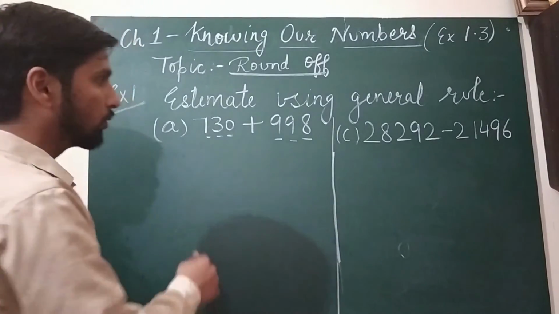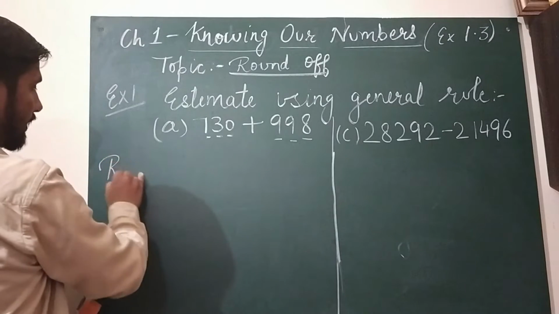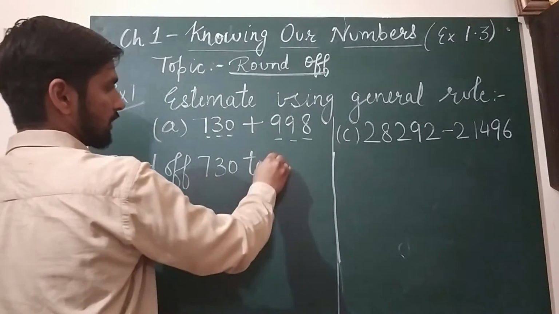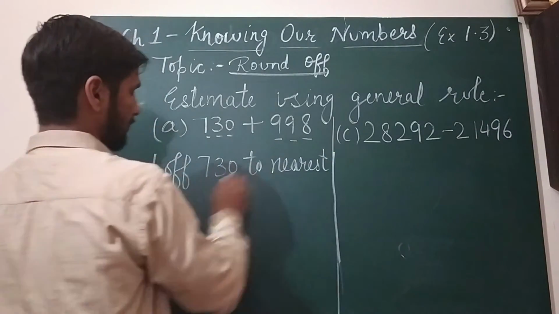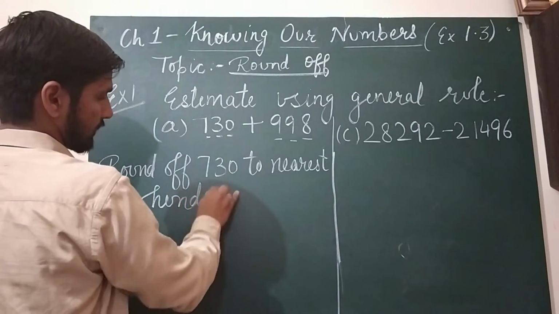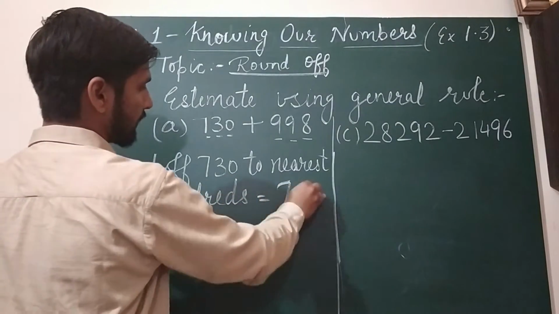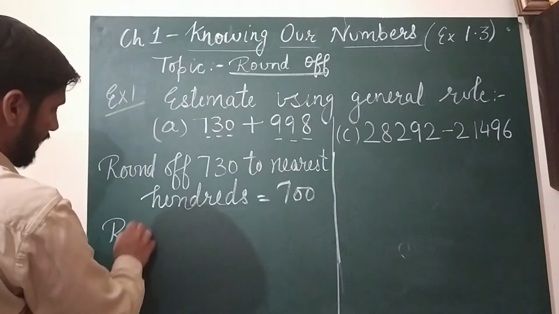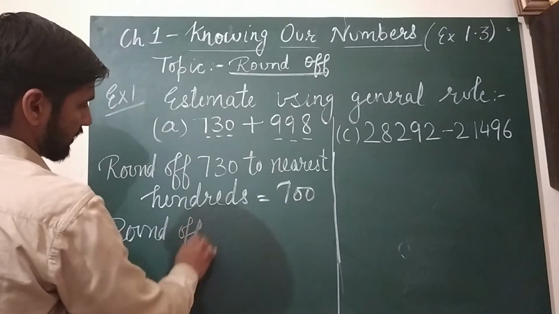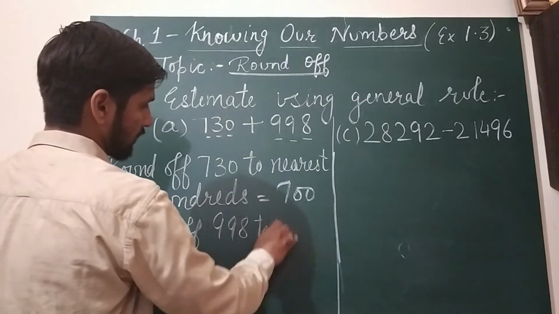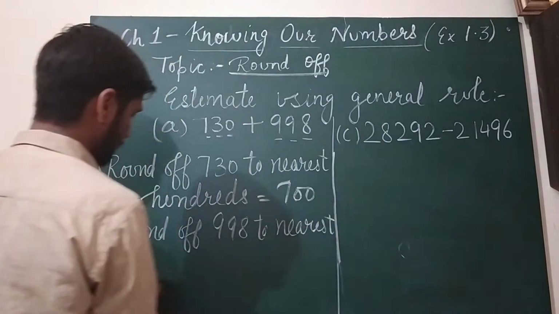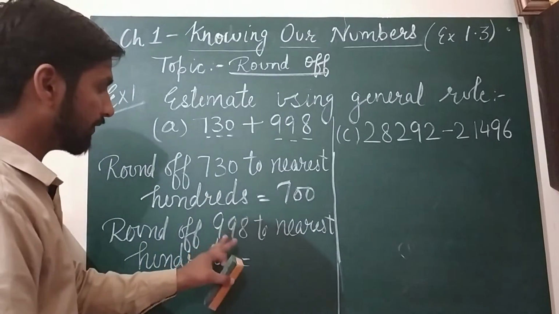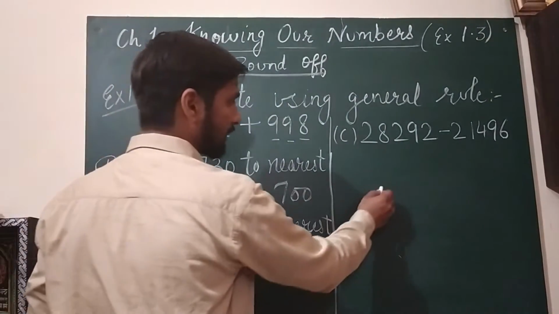Instead of writing the complete rule, you have to write directly: round off 730 to nearest hundreds is equals to 700. It is important to write hundreds because we are writing place value. Round off 998 to nearest hundreds.